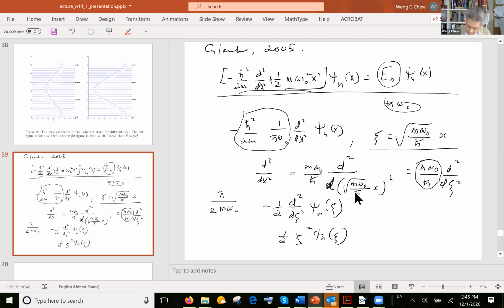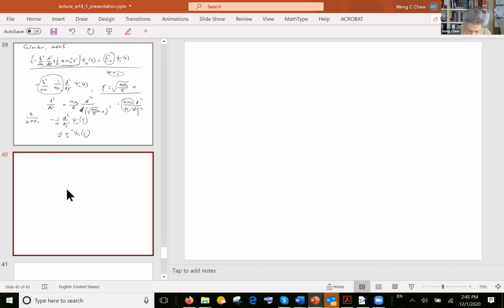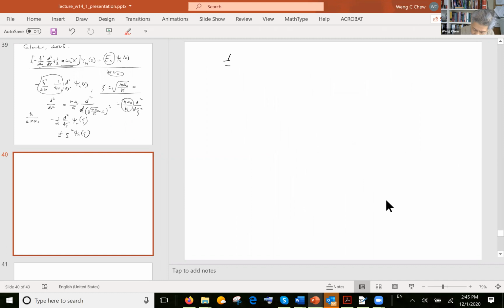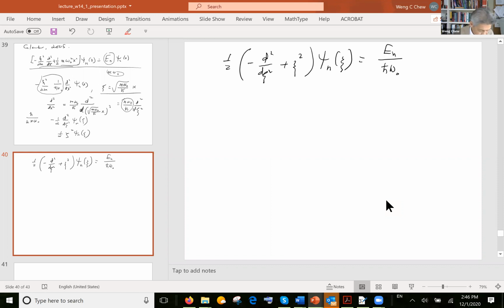And then I would have a new Schrodinger equation, which is written in terms of dimensionless quantities, which is one half of minus d squared over d zeta squared plus zeta squared, acting on psi n of zeta, is equal to E n over h bar omega naught times psi n of zeta.